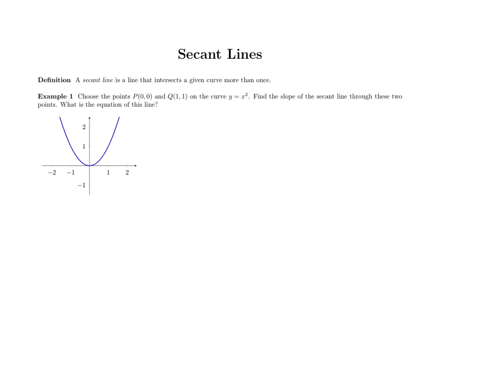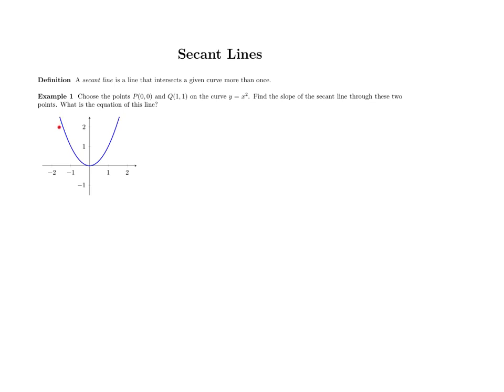In this lesson, we'll go over the definition of secant lines and review how to solve certain equations. So to start with, as a definition, a secant line is a line that intersects a given curve more than once. Let's check that out in example 1.